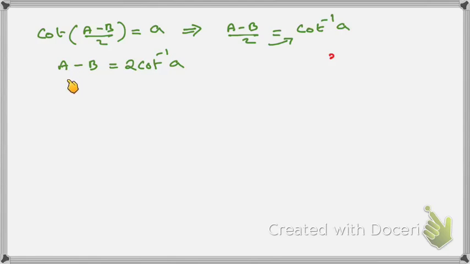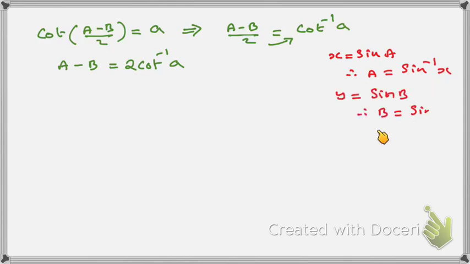And what is a? Go back and see your substitution. x is equal to sin a. Therefore a is sin inverse of x. And we said y is equal to sin b. Therefore b will be sin inverse of y. If x is sin a, shift sin to the other side. It becomes sin inverse of x. y is equal to sin b. So what is b? Shift sin to the other side. So sin inverse of y.